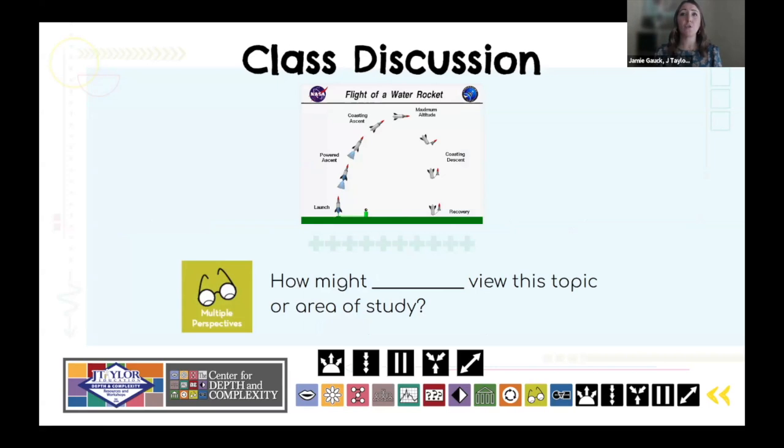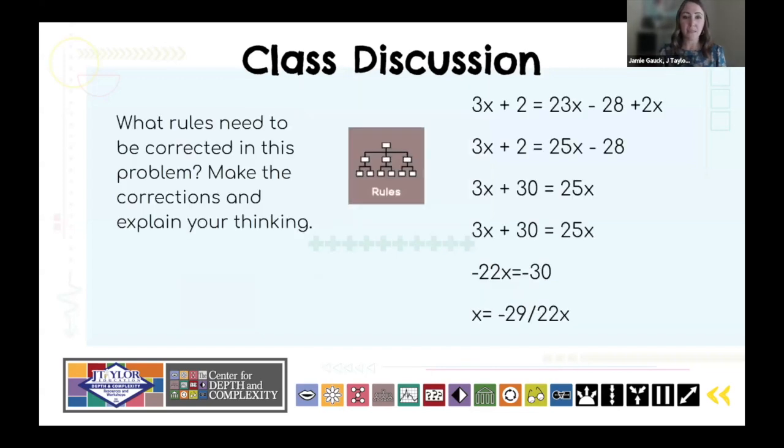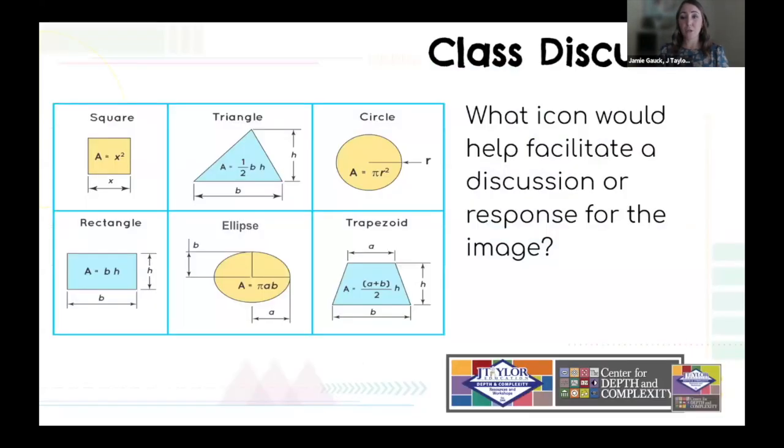And this one even starts to loop in some of the pieces of thinking like a disciplinarian, one of the other pieces of the framework we mentioned back at the beginning, where we look at how multiple different professionals and disciplinarians in a field or different fields might think about the same topic differently. So you could have them specifically start to discuss from that lens of different opinions. We could facilitate a discussion on the rules needed to solve an equation. We could look at another math example here. So you're continuing to facilitate in a math class.